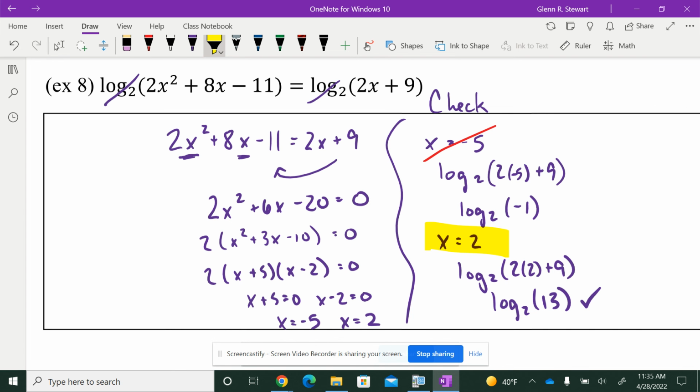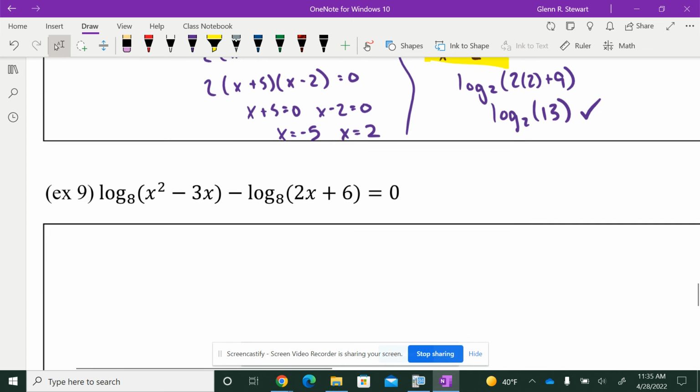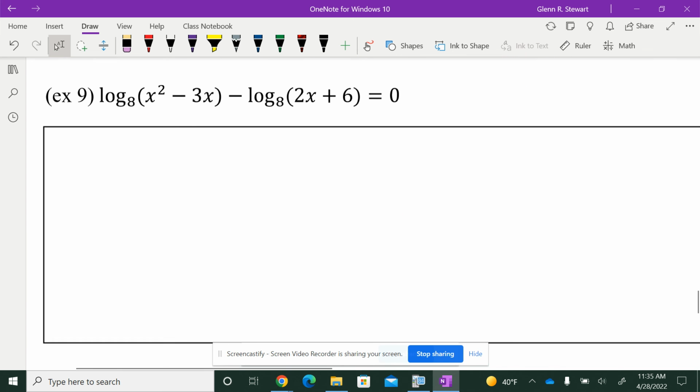Okay. So I only have that problem for you, and then I have one other one that I wanted to show just as a little bit of practice. And then that's pretty much it for the notes. So let's take a look at example number 9.